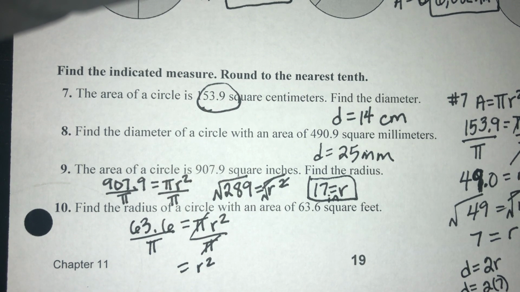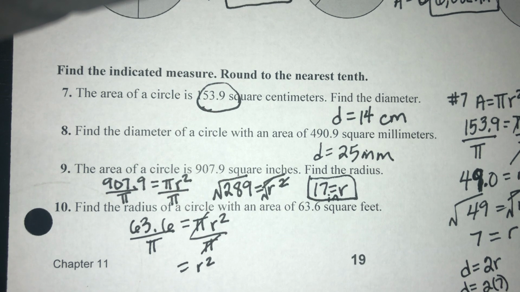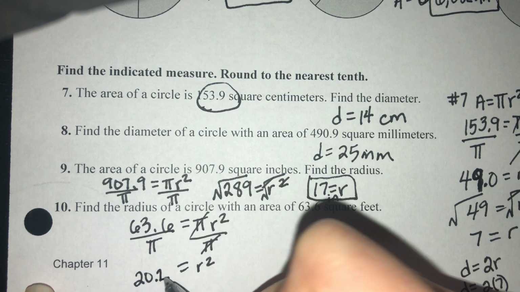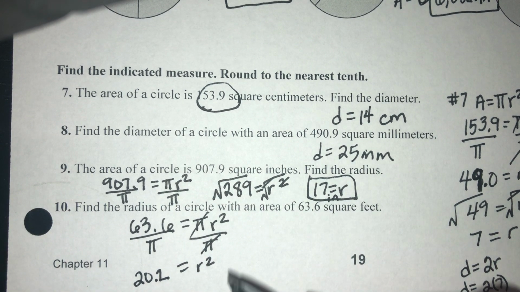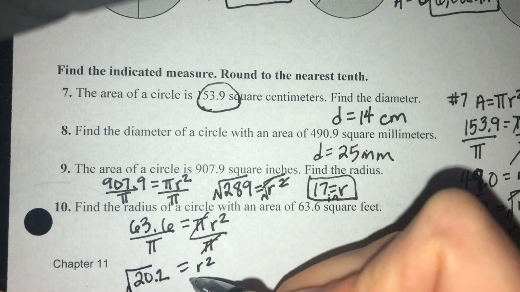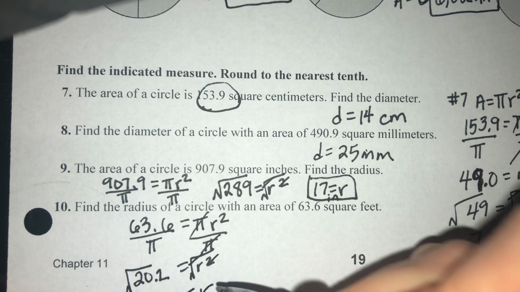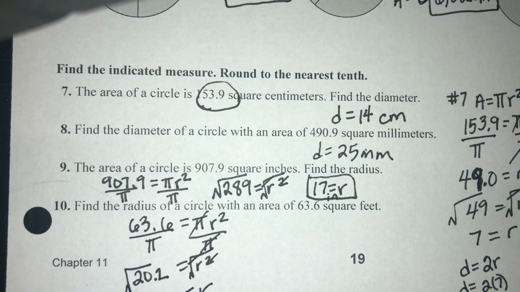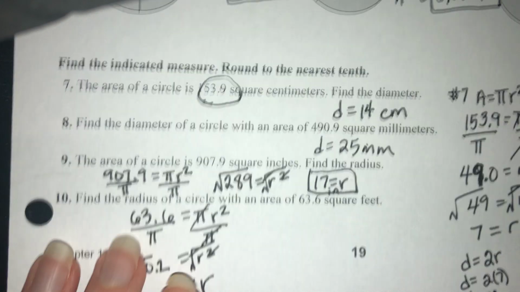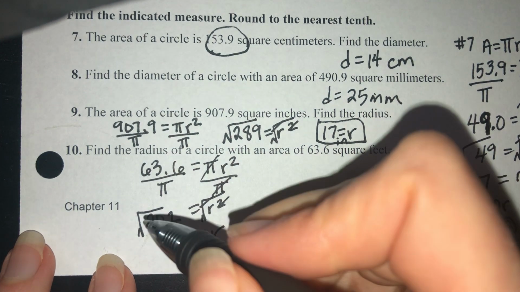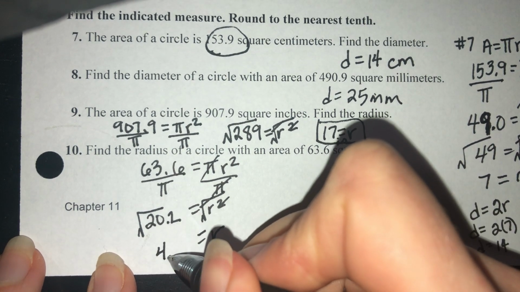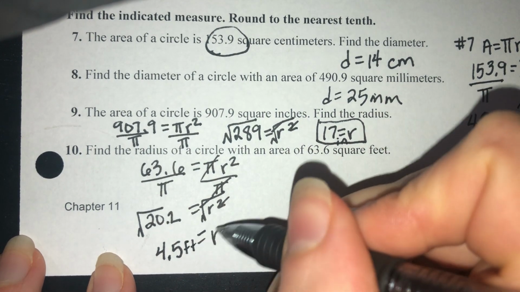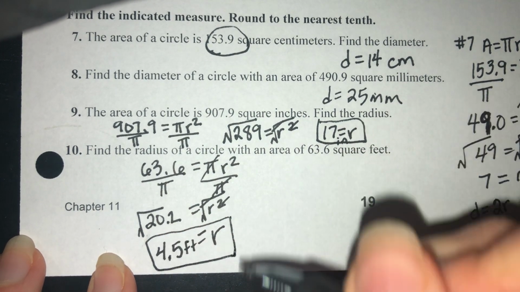63.6 divided by pi is 20.2. And then we have to take the square root on both sides to get the square away from the r. So the square root is going to be, rounding to one number after the decimal, 4.5. And the units would be feet for this radius.